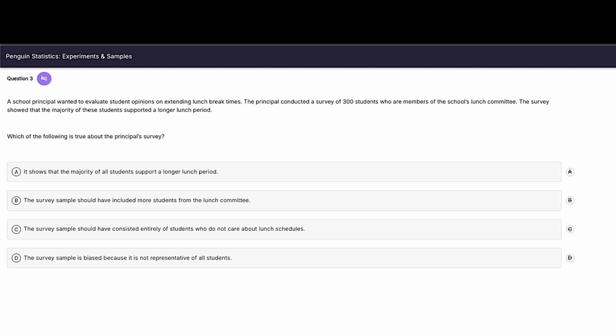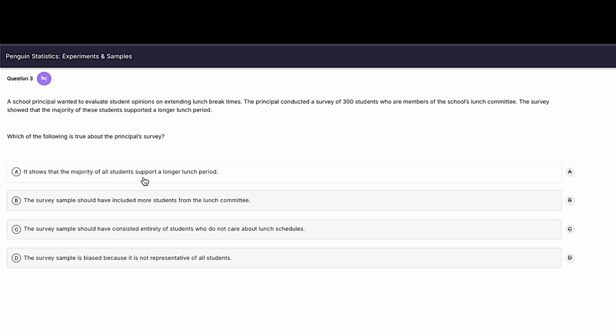All right, what do we got going on here? Which of the following is true about the survey? So, the principal wanted to evaluate student opinions on extending lunch break times. They conducted a survey of 300 students who are members of the school's lunch committee. Okay, so without even reading the last sentence, we see an issue here. This is not a random sample. They are members of the lunch committee, but the principal wants to know student opinions. Not members of the lunch committee opinions, student. So that would mean any student from the school.